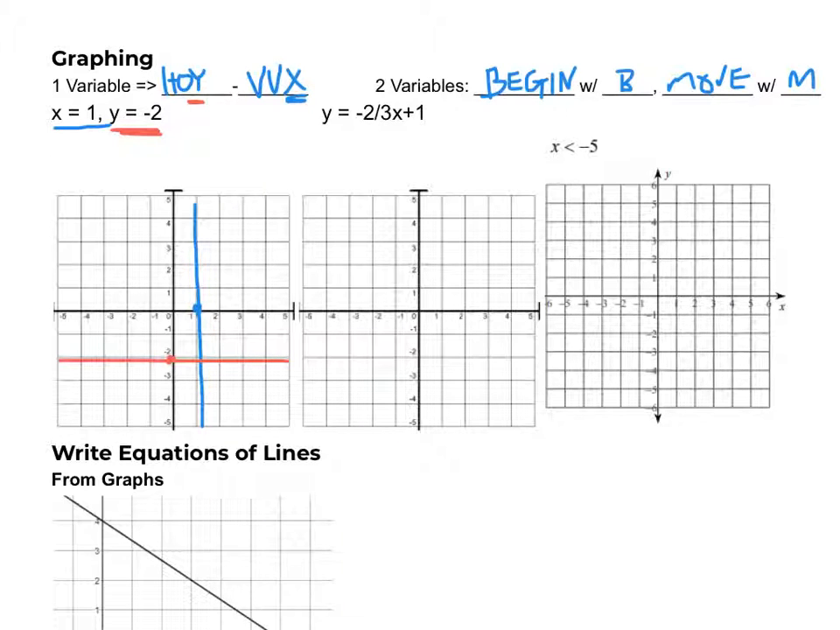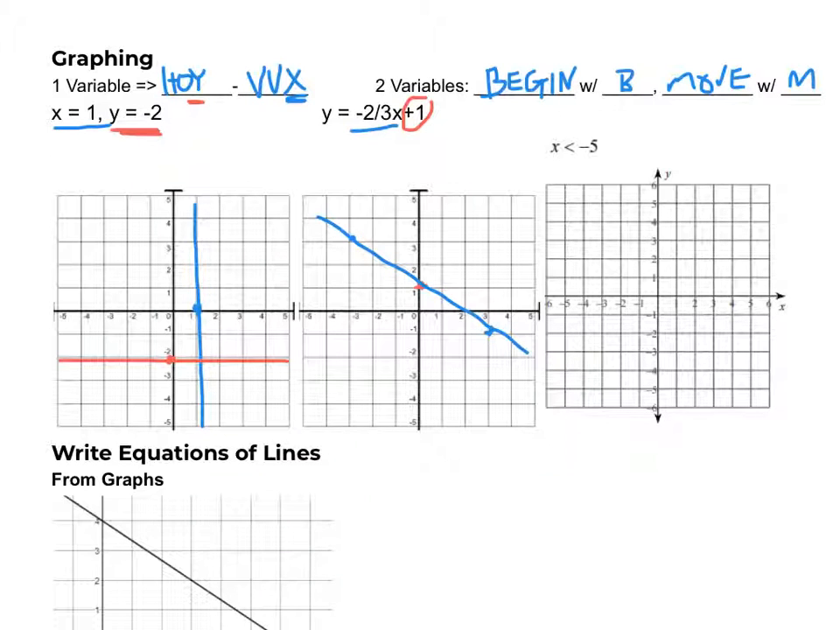Alright, next one, we're going to begin with b, which is 1, and move with m, which is negative 2/3. So down 2 and right 3. Or up 2 and left 3.